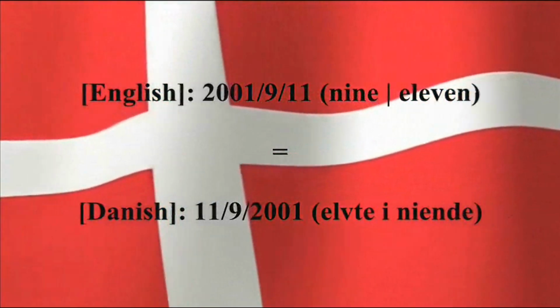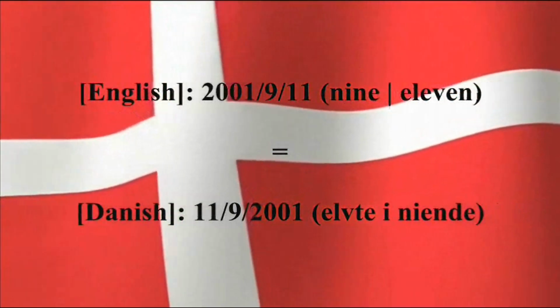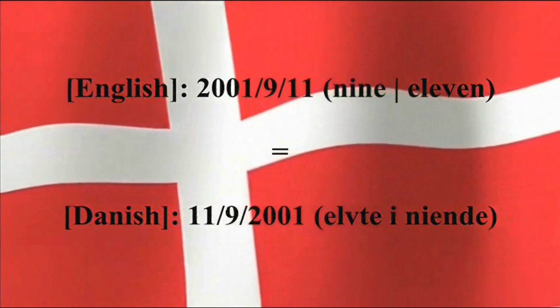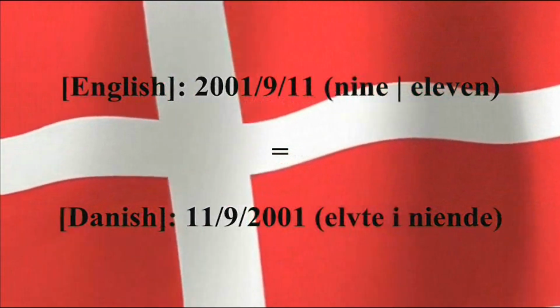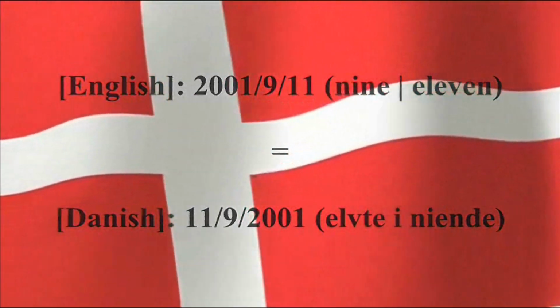If you could translate that Danish expression directly into English, it would sound like this: 11th of the 9th. The number 11 indicates the 11th day of the month, while the number 9 indicates the 9th month of the year, which in this case is September. Now let's continue with some other examples of this topic.